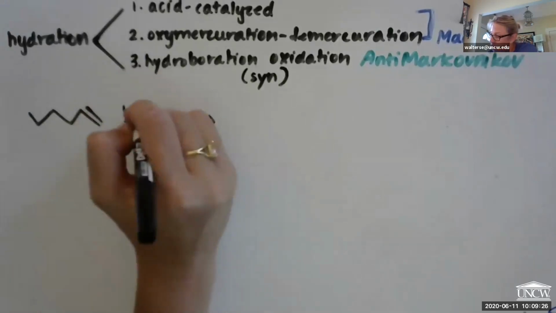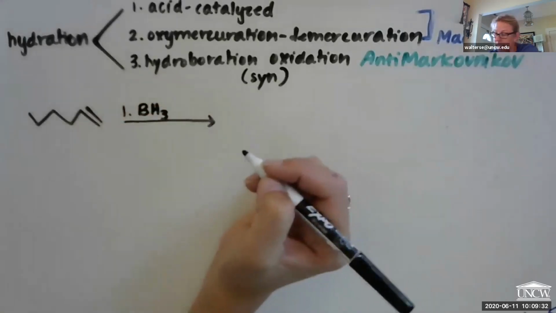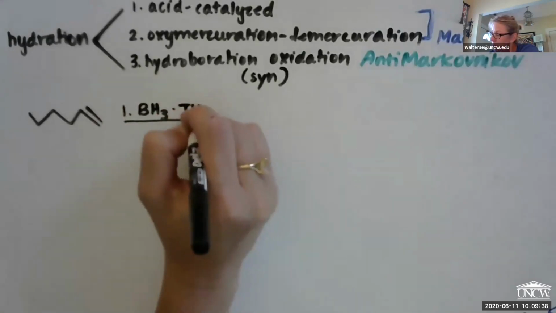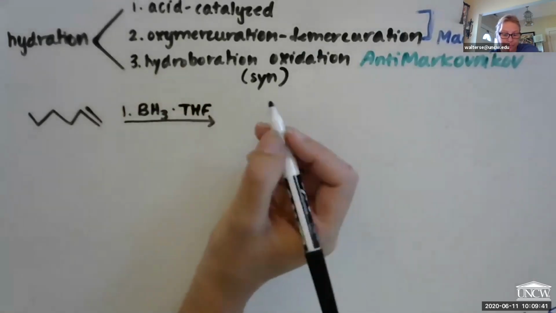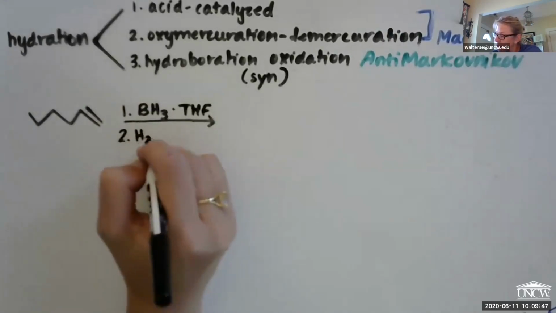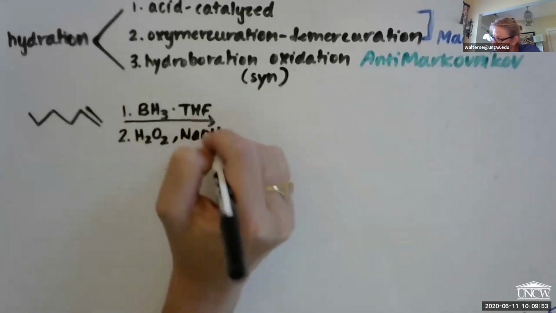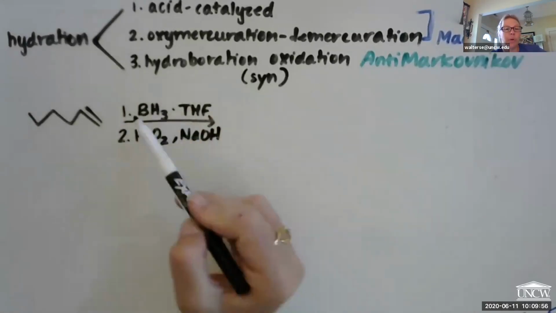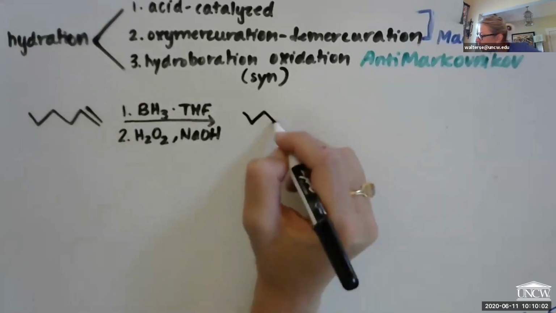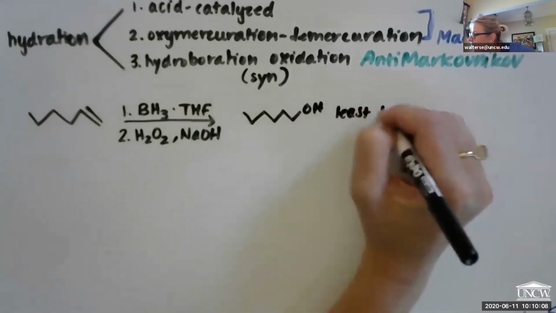Step one, you treat your alkene with borane, BH3. And then the dot just means in a solution of THF. So that's tetrahydrofuran. In step two, you treat your intermediate with peroxide under basic conditions. Okay. You are required to list these as separate steps. And your product is the least highly substituted alcohol.